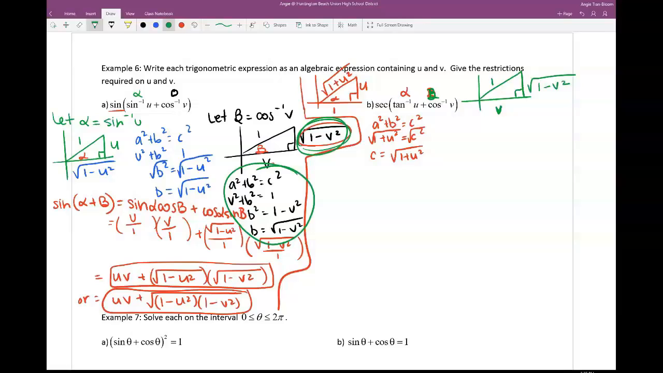So I'm dealing with secant, so I'm going to start with secant of alpha plus beta. But Mrs. Tran-Bloom, you never gave us any identity for secant. What the heck, hey? Well, I don't need to. Why should we all need to memorize another formula when I can just use something we already know, like cosine? Secant is 1 over cosine, and yes, it's the same. So we just have to carry the 1 on top the entire way.